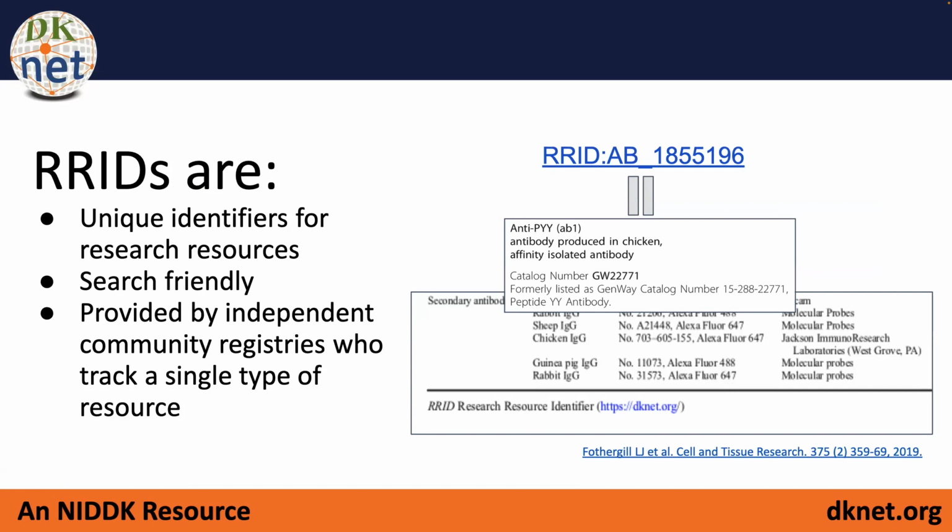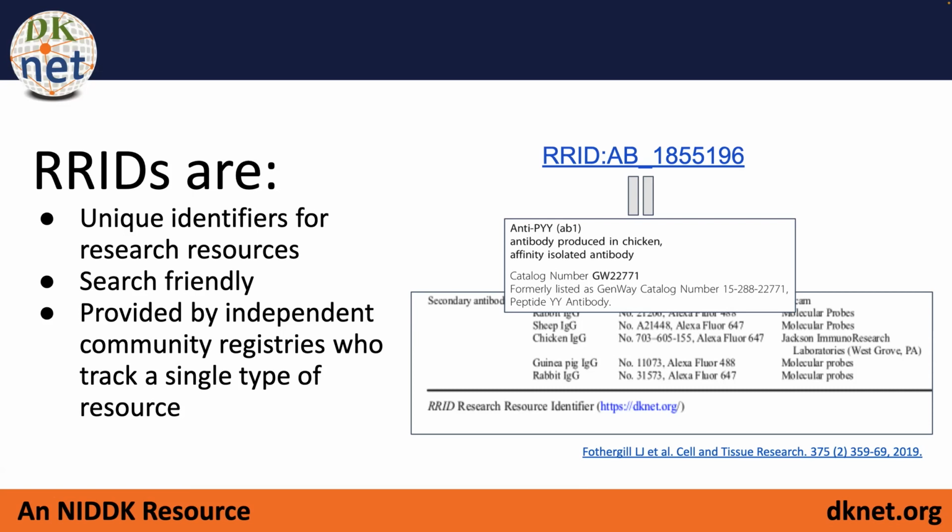These identifiers are also search friendly. So, for example, you can go to Google and Google Scholar, and you can search for these identifiers very easily. And they're also provided by independent community registries. So there's no one source that is generating these identifiers. These identifiers are being generated by the actual resources in the community that are providing these resources. So it really is a community based effort in terms of the production of these identifiers.